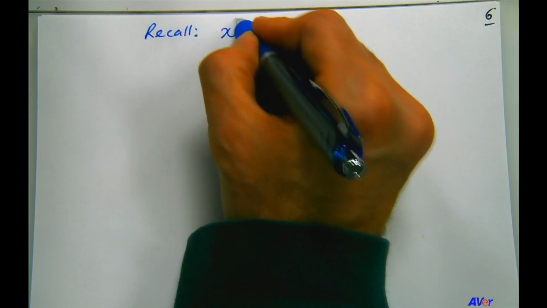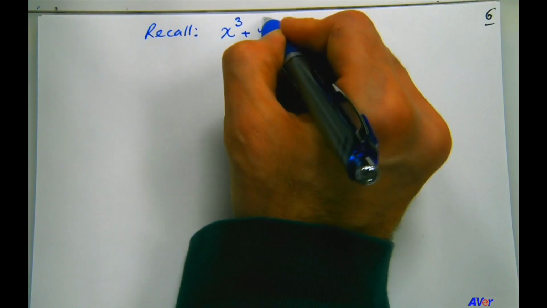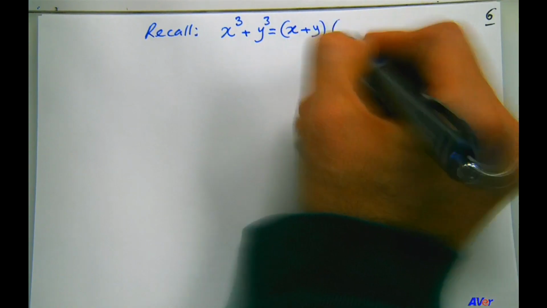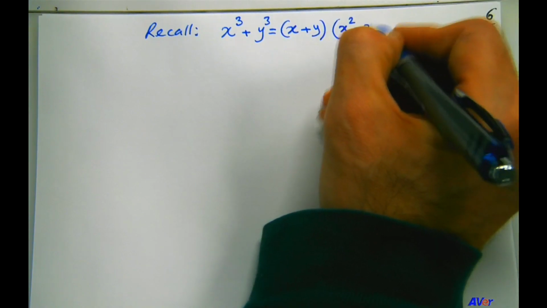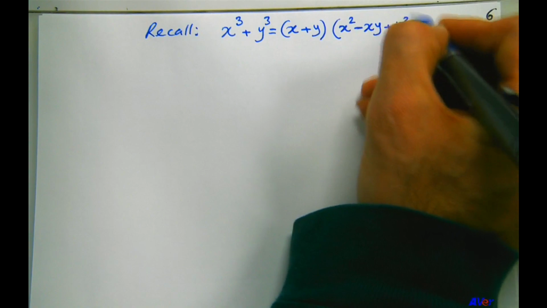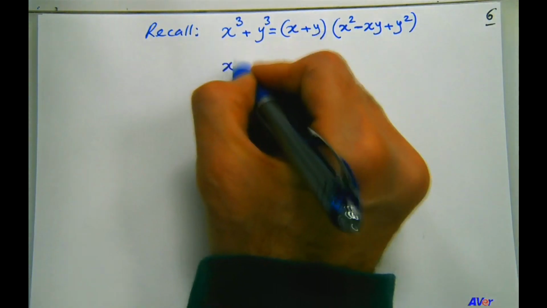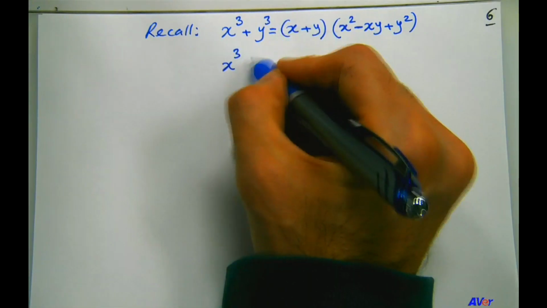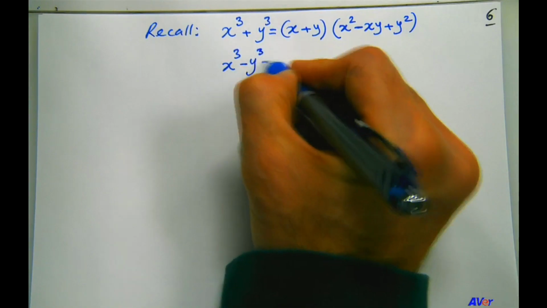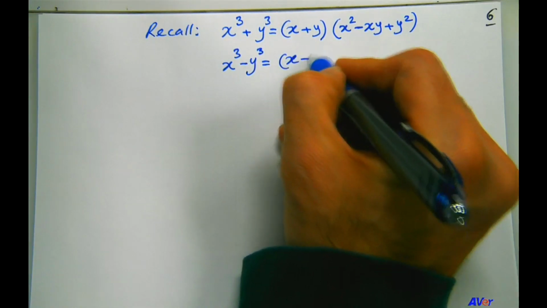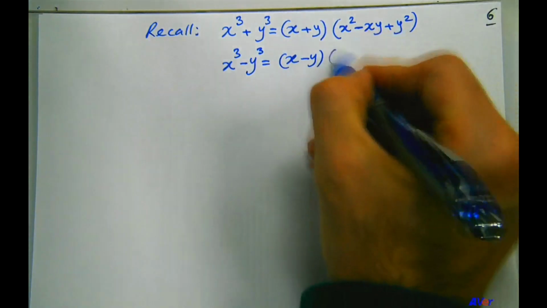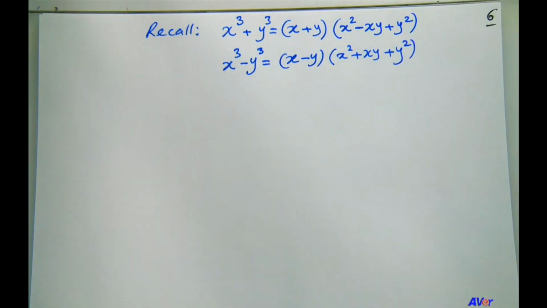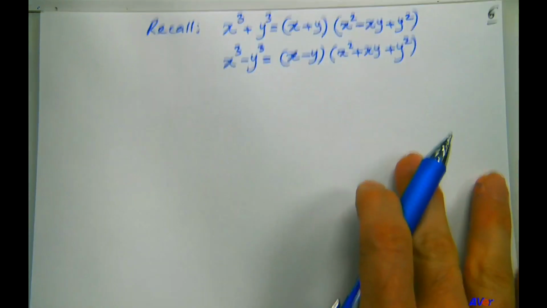So we have x cubed plus y cubed, that is equal to x plus y times x squared minus xy plus y squared. Remember that? And then also remember the difference one. So we also have x cubed minus y cubed, that is equal to x minus y times x squared plus xy plus y squared. Remember that?